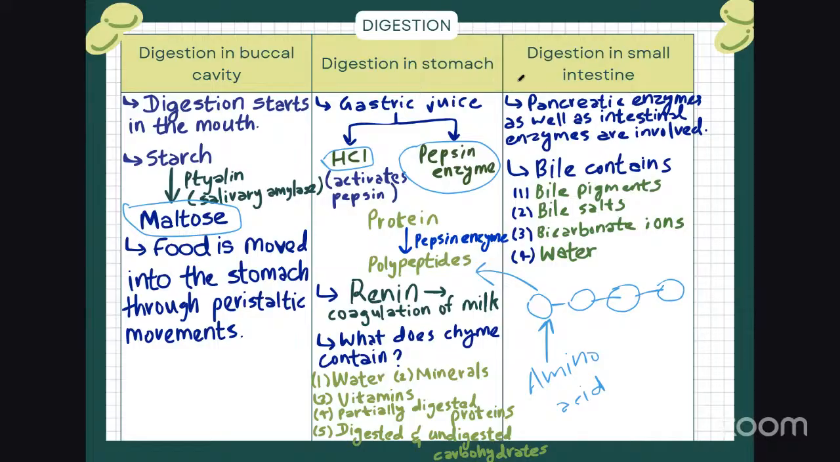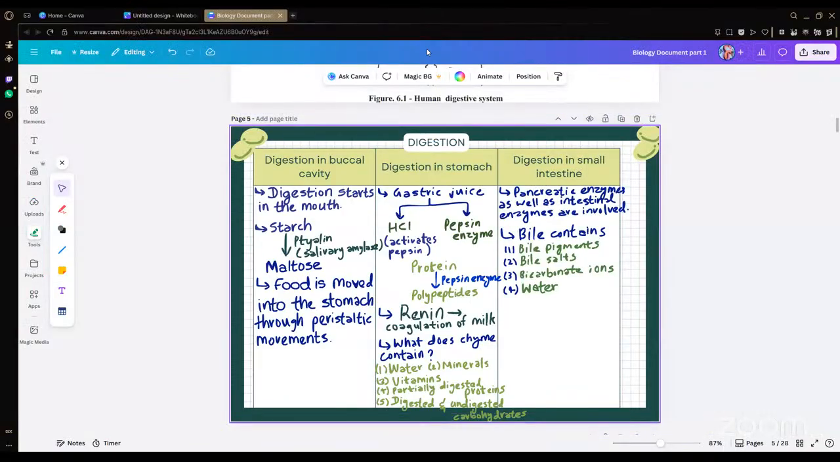Right. Then we are moving on to digestion in the small intestine. Now, may I know in which part of the small intestine does digestion take place? Duodenum, yes. Okay, there is a question.